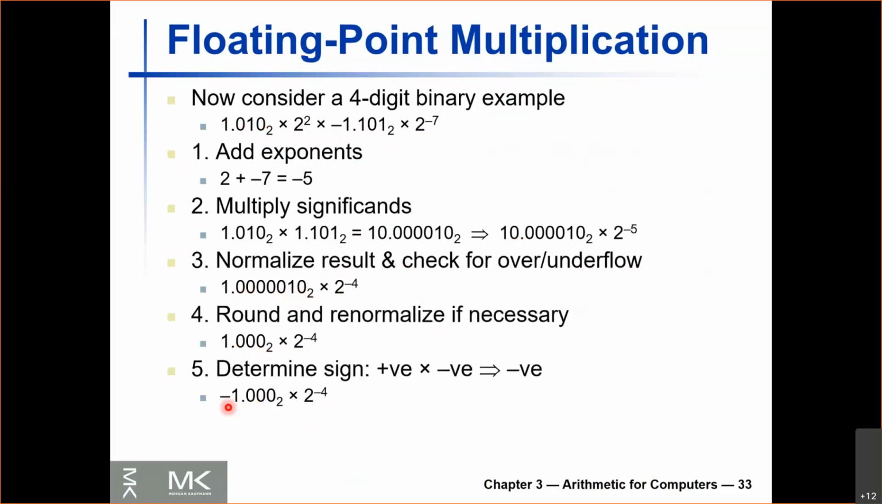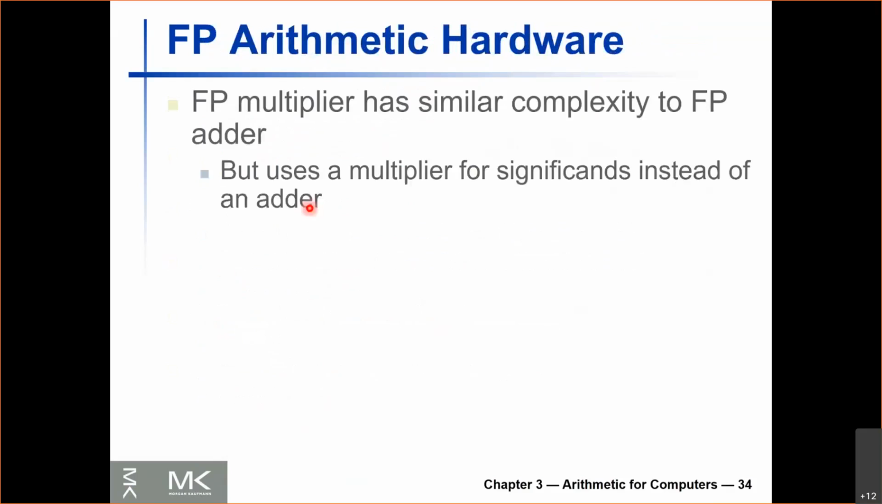Okay, so to build hardware for this, you can imagine that it's going to be very similar to my addition hardware. The normalizing part, the rounding part, that's all going to be the same. The difference is rather than before I compared the exponents and I added the significance, now I'm going to add the exponents and multiply the significance. Okay, so the floating point multiplier has similar complexity to the floating point adder, but it's going to use a multiplier for the significance instead of the adder. Okay, and it's the same thing for the exponents. Rather than subtracting them to compare them, we're just going to add the exponents.